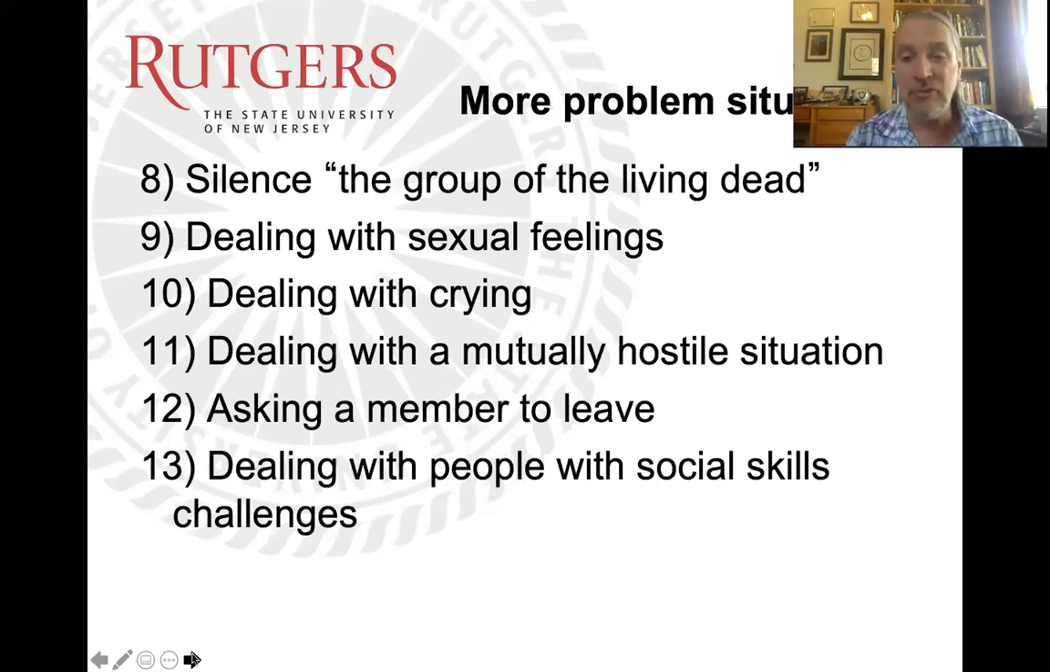Dealing with a mutually hostile situation. Occasionally you get people that may square off with each other. And the trick is, you don't want to take sides with one over another and eject one person from the group and not the other, unless that one person has clearly violated group rules and the other person hasn't. In the best of worlds, they both go, if things get to a point where there's some dangerousness. Because again, your primary responsibility as the group facilitator is the safety and well-being of the entire group, not any one member. You may have to ask a member to leave.